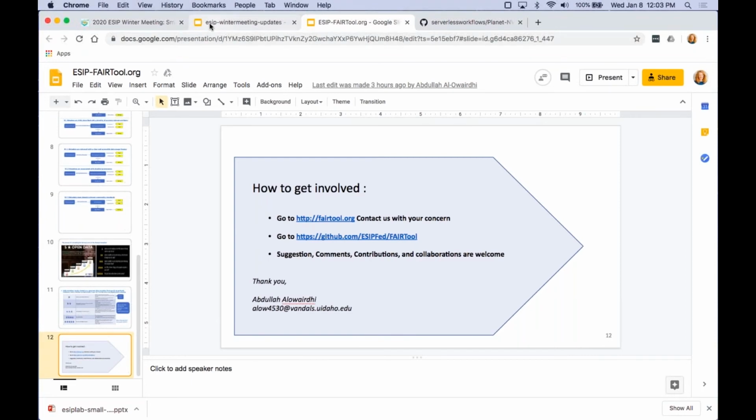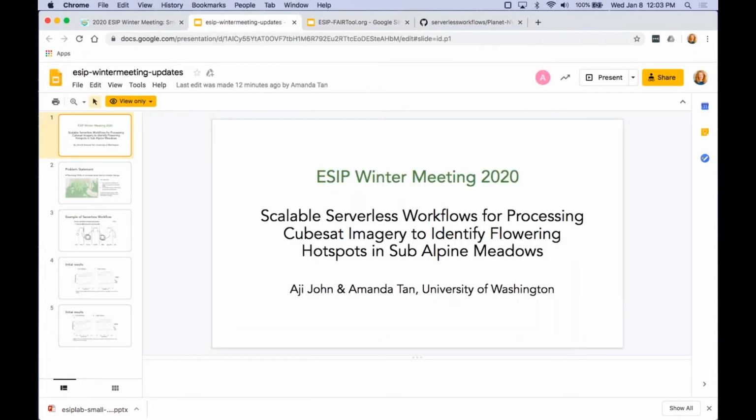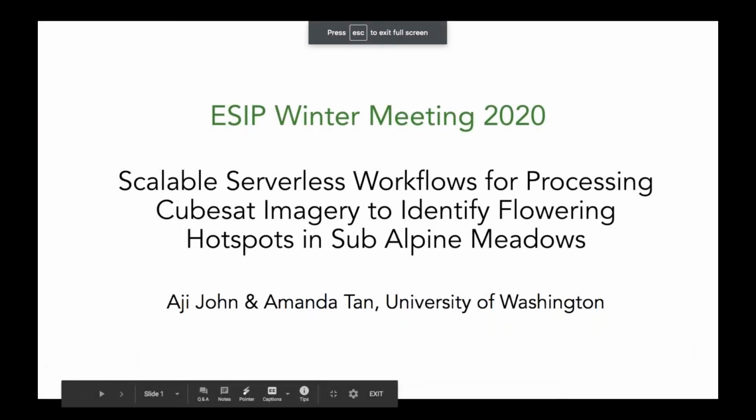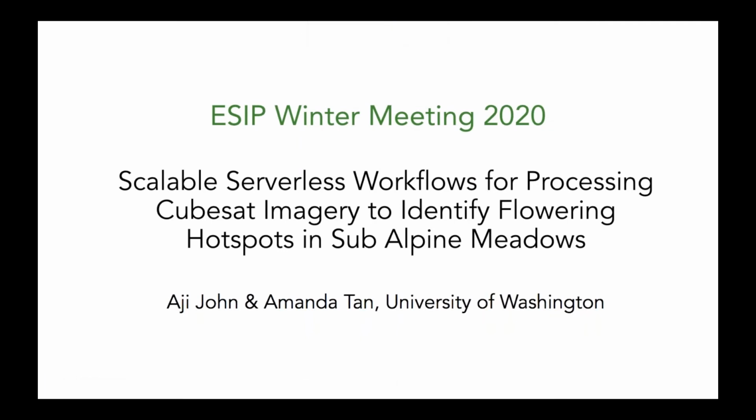My collaborator at the University of Washington is a PhD student, very motivated. His name is Aji John. The problem we're trying to address with building the scalable serverless workflow is identifying phenology shifts. We're trying to understand how peak flowering has changed in Mount Rainier. This image shows the sites where we have both citizen science data and observation data of the timing of flowering.